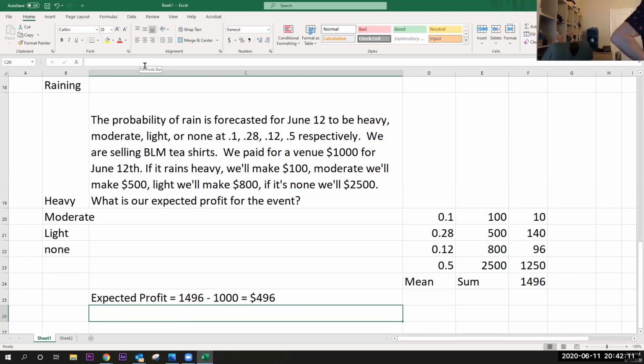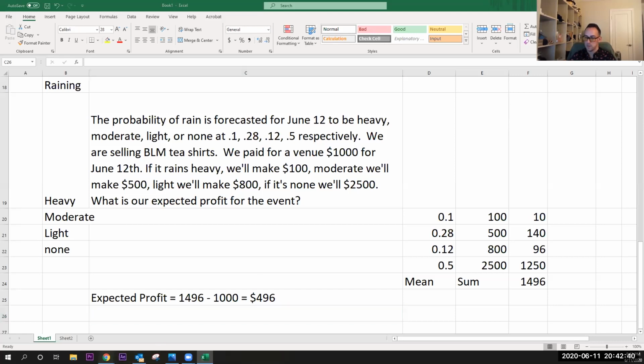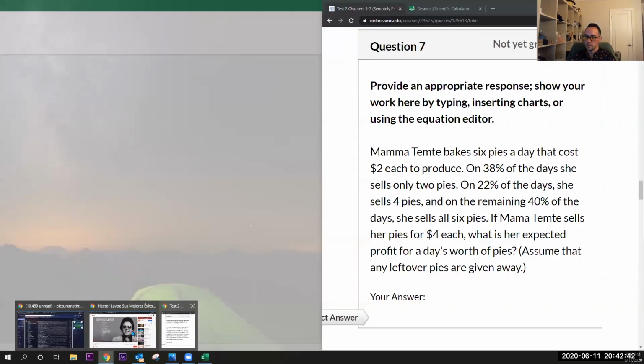Hold on one second. They're gonna make money selling those t-shirts, man. All right, so that's like an expected value question. How do I go back to that?